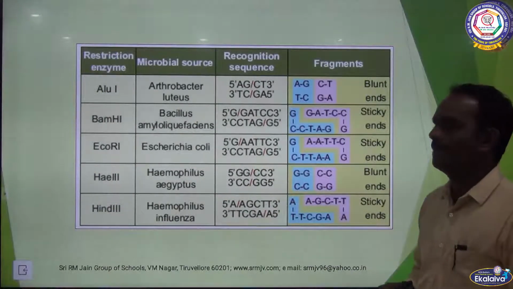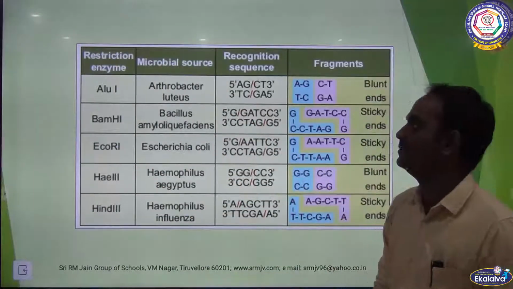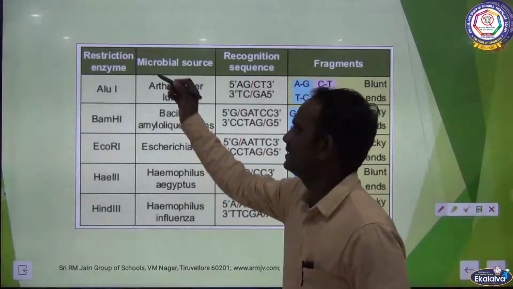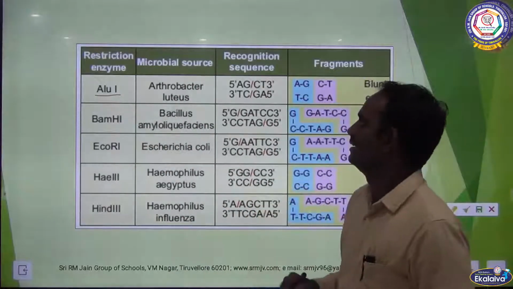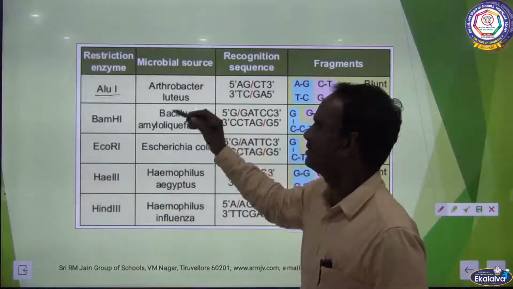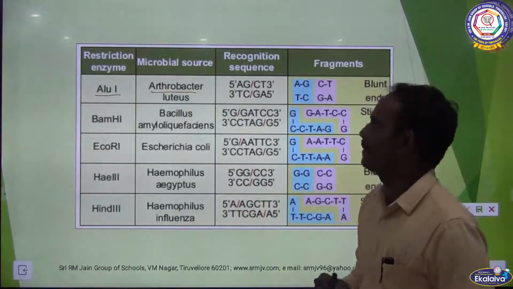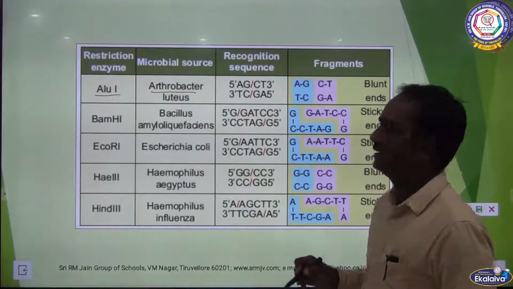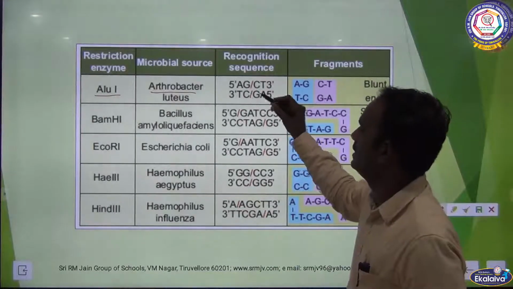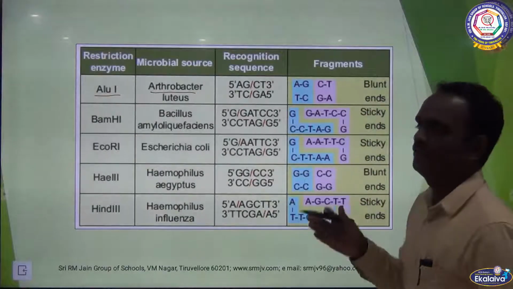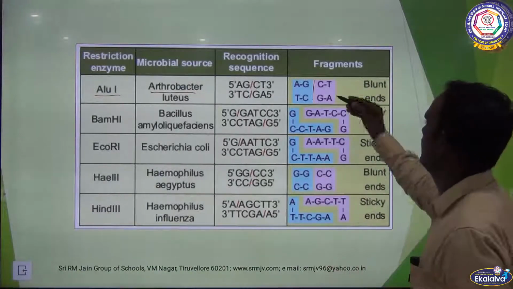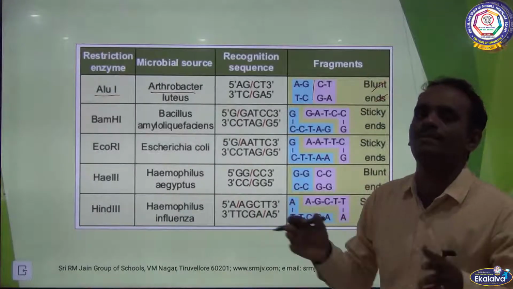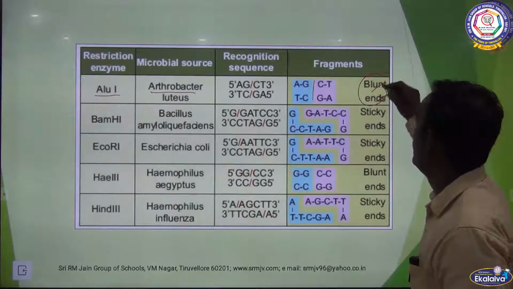See the tabular column here. These are some examples of restriction enzymes, their recognition sequences, and the fragments. The first restriction enzyme is AluI. It is obtained from the microbial source Arthrobacter luteus. This enzyme recognizes the sequence AGCT and the complementary base sequence TCGA. It cuts the fragment into two equal parts. The cutting is symmetrical, dividing the fragment into two equal sequences. The type of end is called blunt end.